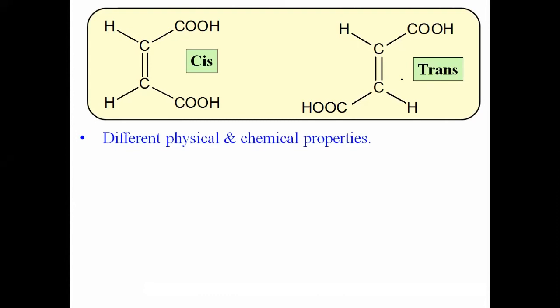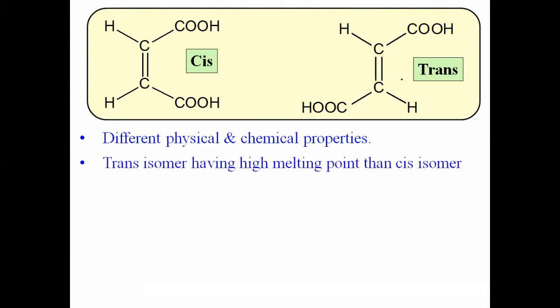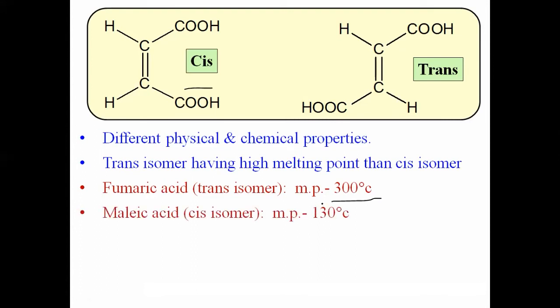Let us see some examples of physical properties. Suppose the trans isomer has a higher melting point than the cis isomer. The melting point of the trans isomer is 300 degree Celsius, while the melting point of the cis isomer is 130 degree Celsius. There is a large difference between the melting points, and thus the physical properties of geometrical isomers may be different.